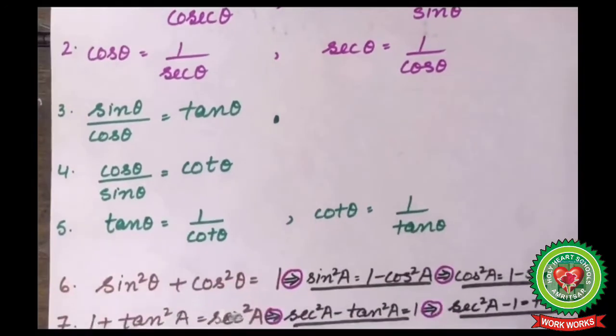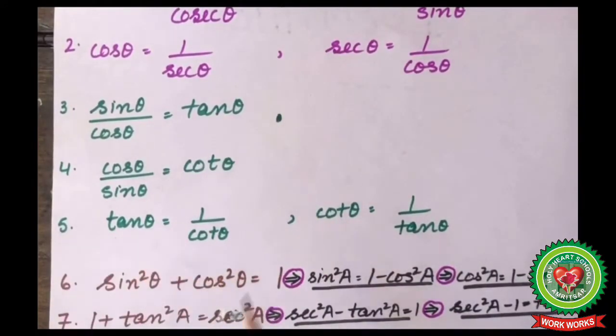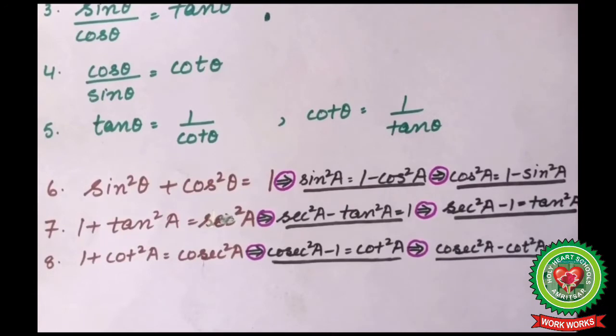And tan and cot, they are the reciprocal of each other. So that is tan theta will be equal to 1 upon cot theta, or cot theta will be equal to 1 upon tan theta. Students, you are going to remember 3 different identities which are going to be helpful for you while solving the sums based on trigonometrical identities.